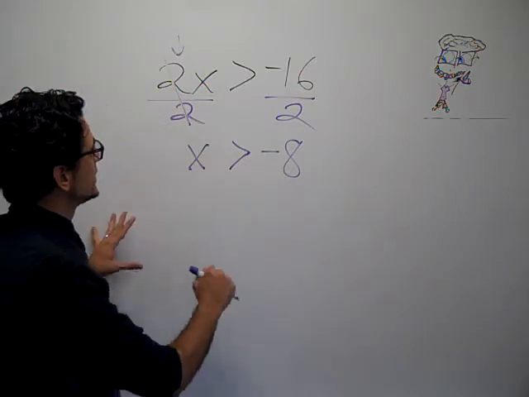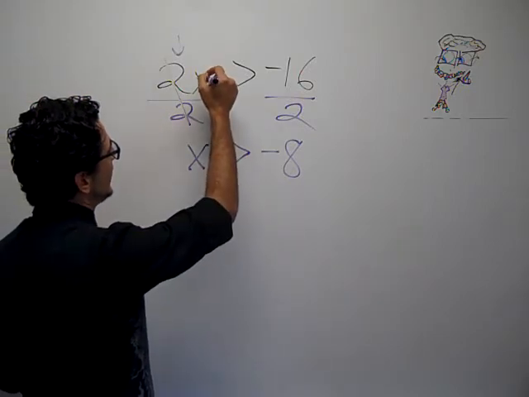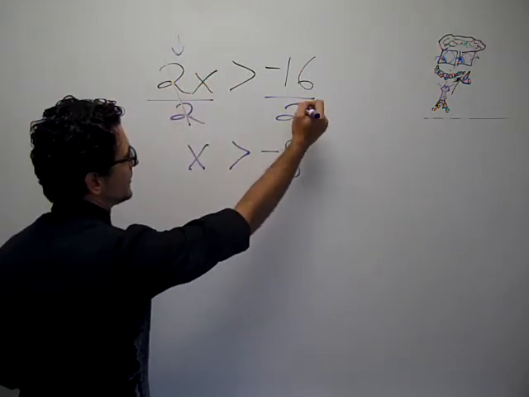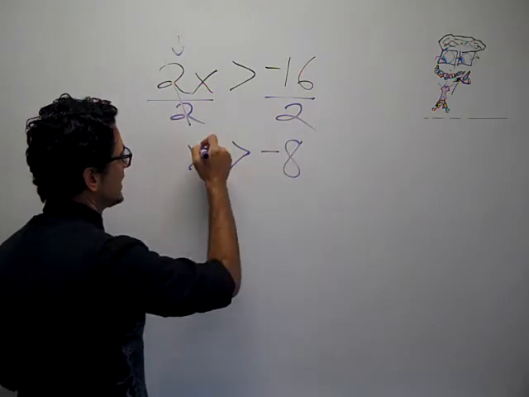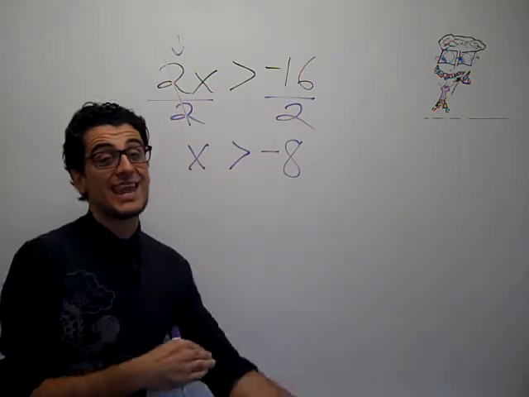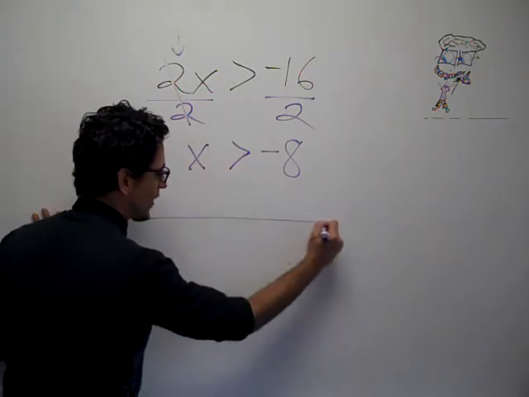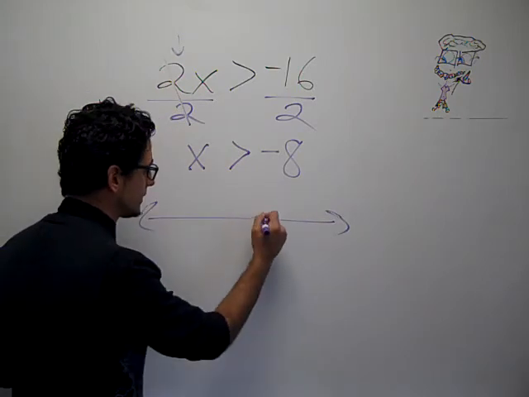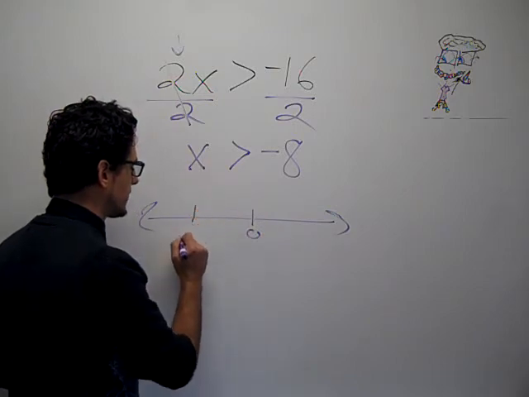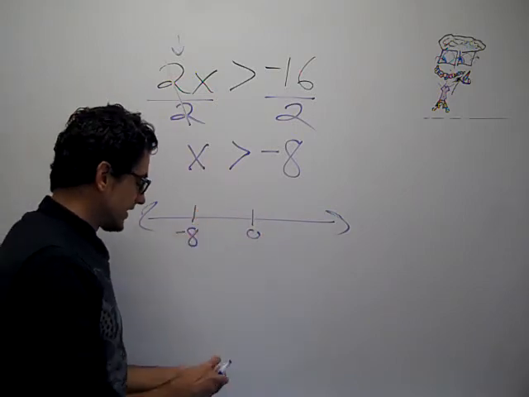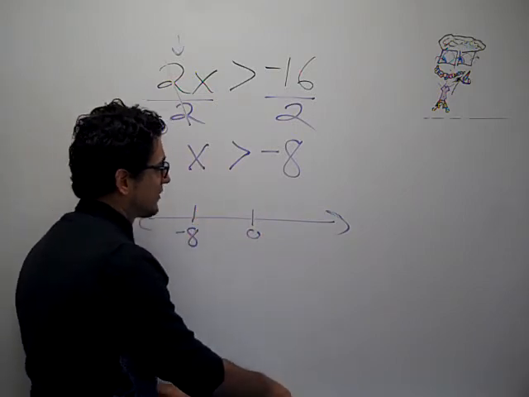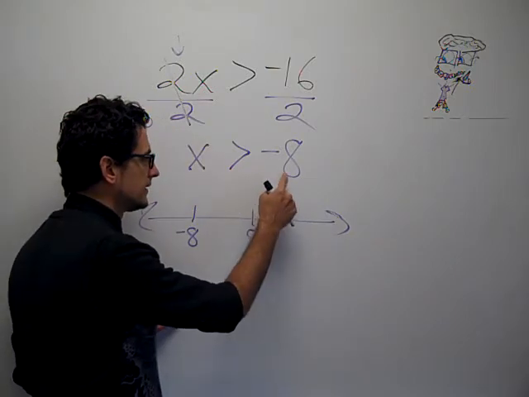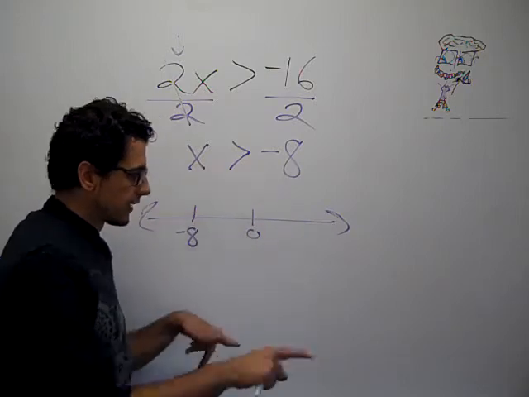So once again, the way we did this is I divided by 2, which canceled that out, and I divided by 2 on this side, which gives me negative 8, and now I have x is greater than negative 8. Now the idea is that I got to go ahead and graph this. So to graph this, I go ahead and mark where 0 is, and then I go ahead and mark where negative 8 is. So in doing that, I can now state that x is everything greater than negative 8. Everything greater than negative 8.